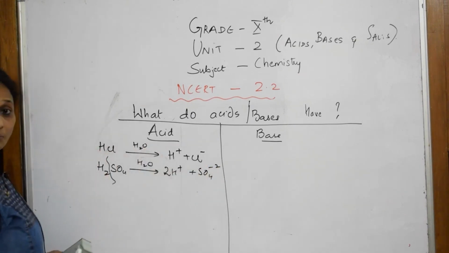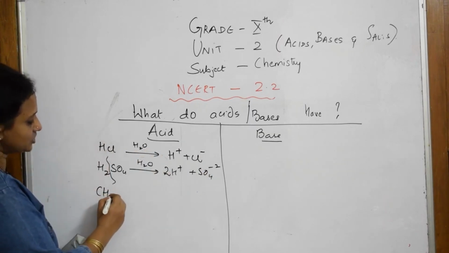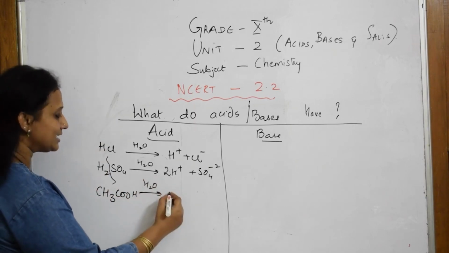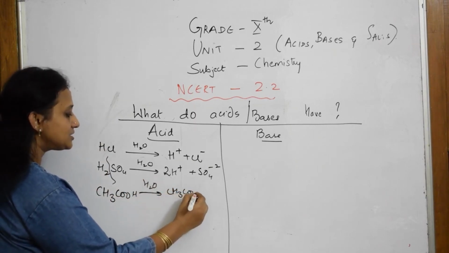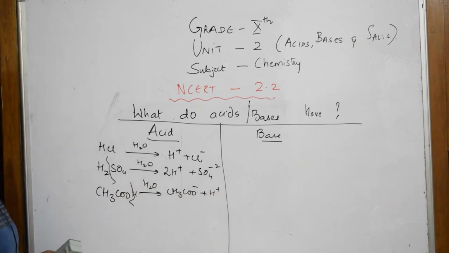Let us take one more. If I take acetic acid, CH3COOH, because it is a weak acid, the dissociation will be less, but no problem. It gives CH3COO- and H+. Again you have got H+.